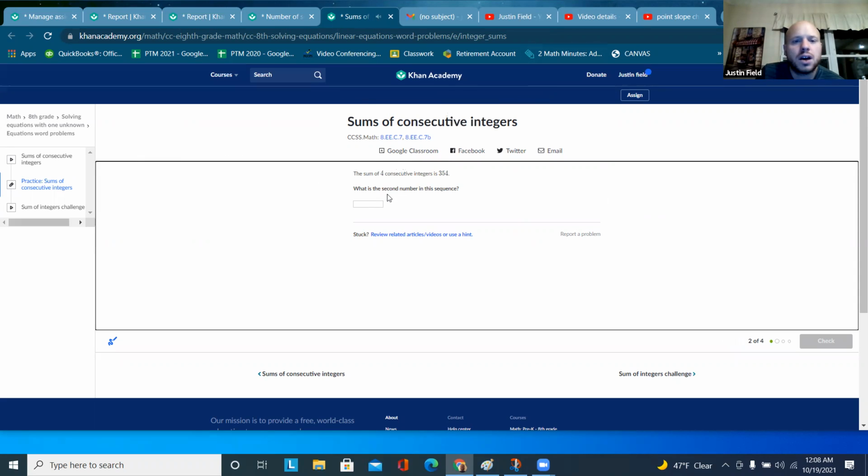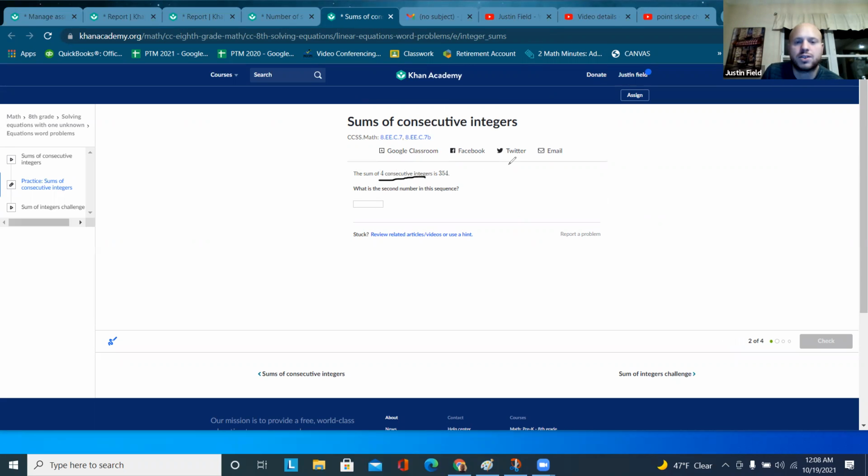All right, now this one we should do too, because this one says the sum of 4 consecutive integers. So this time we're not doing the 2, 4, 6. These are just x, x plus 1, x plus 2, x plus 3. So just adding them all together and they get 354. And we just solve it. So 1, 2, 3, 4 x's. And then 1 plus 2 is 3, plus 3 is 6.